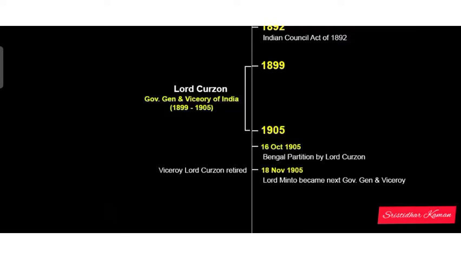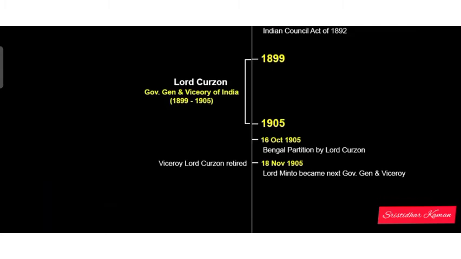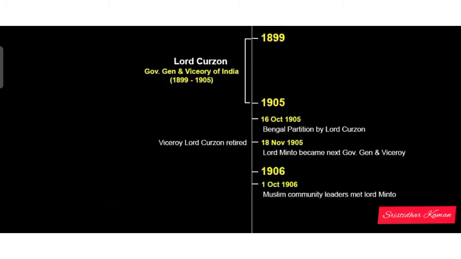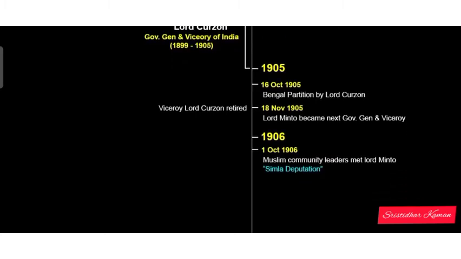And because of the partition of Bengal, the Muslim upper class and many influential Muslim community leaders met Governor General and Viceroy Lord Minto in Shimla on 1st October 1906, which was called the Shimla Deputation. The aim of the deputation was to win the sympathies of the British Raj on their side concerning matters relating to their interests as a community. And then, within a few months after the Shimla Deputation, on 30th December 1906, the Muslim leaders formed their own national political organization, which came to be known as the Muslim League.